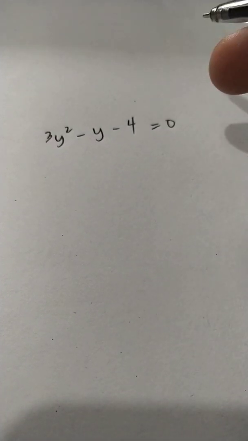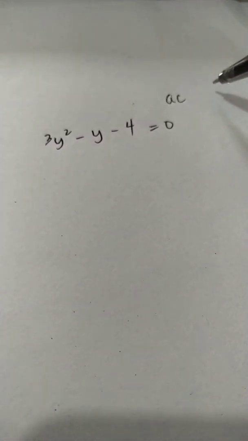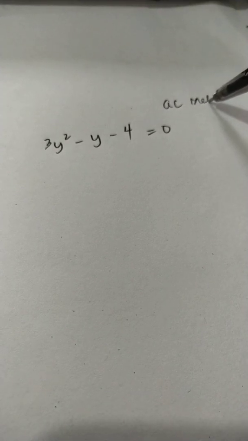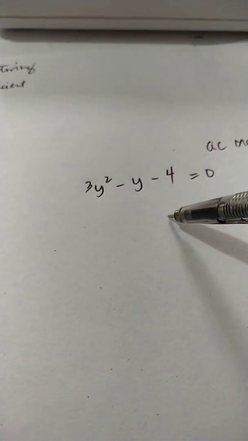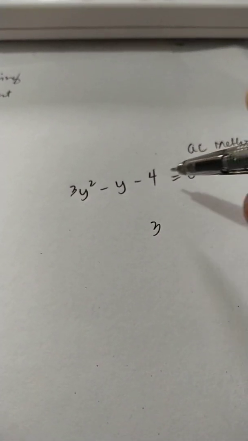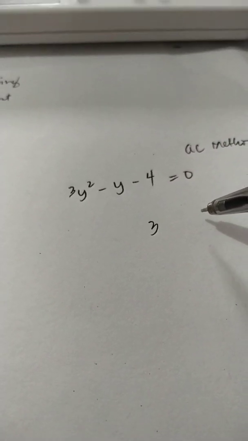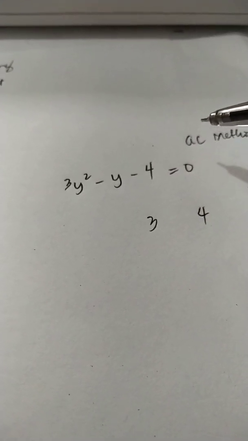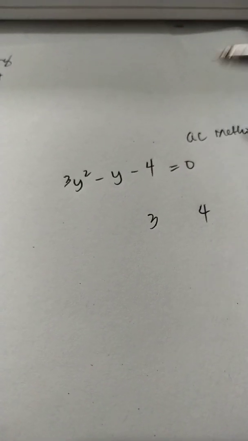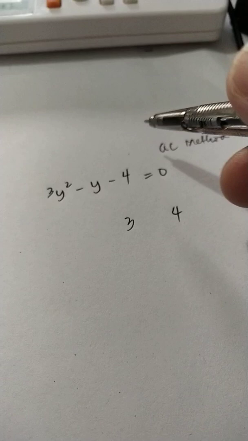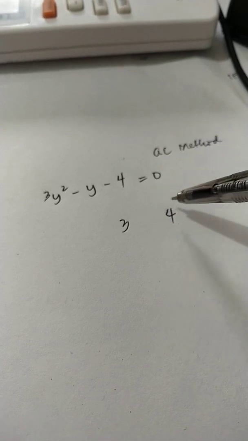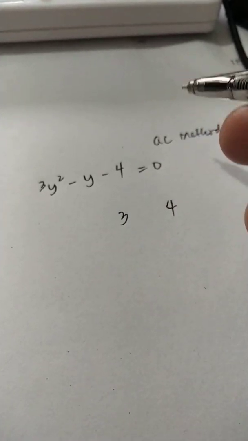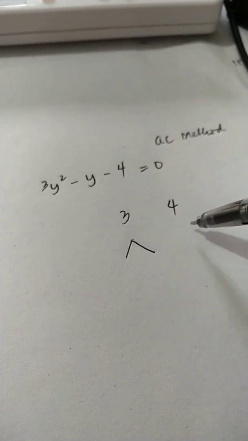In here, we have to use the AC method. Our A here is 3 and our C is negative 4. But we use the absolute value of our C. So the absolute value of negative 4 is 4. So in other words, we ignore first their sign. And then we have to think of factors of those numbers.